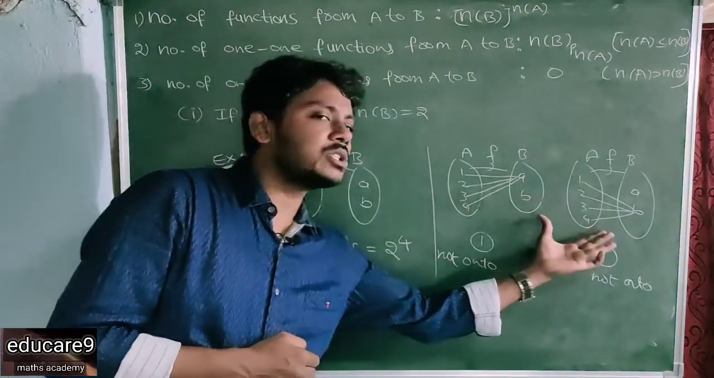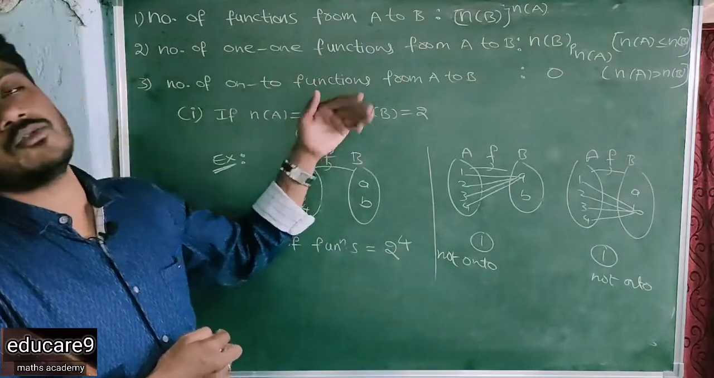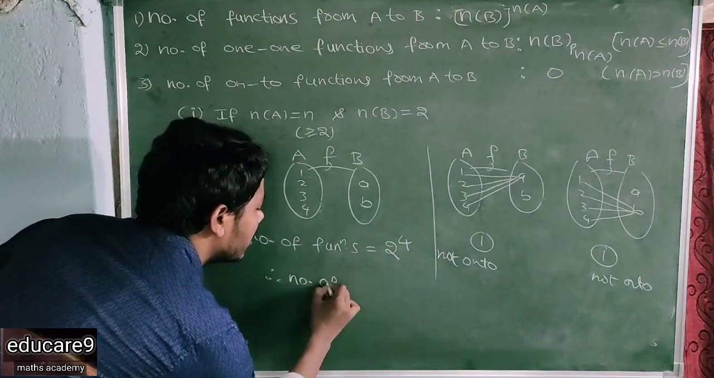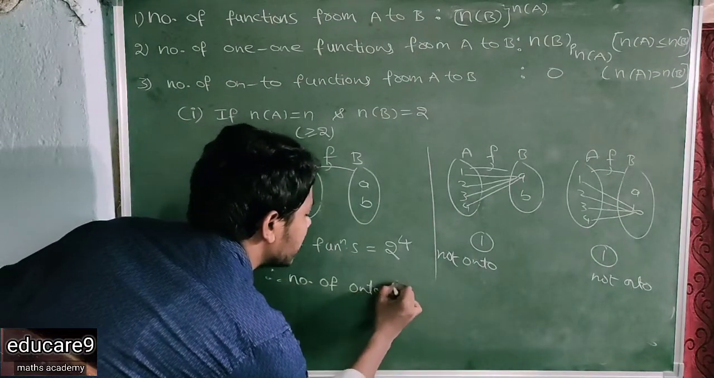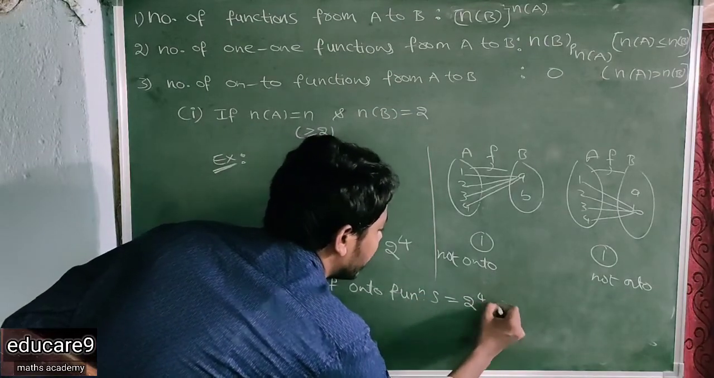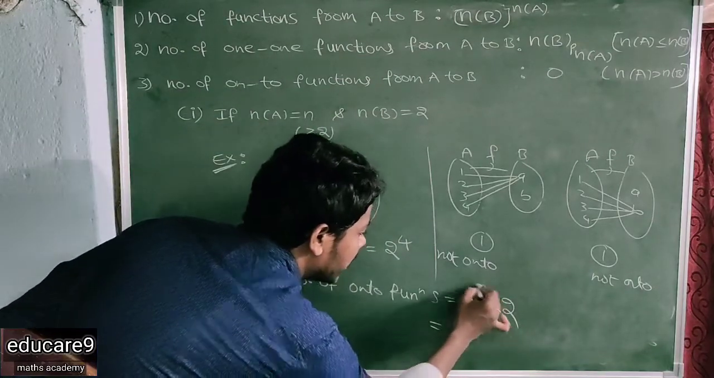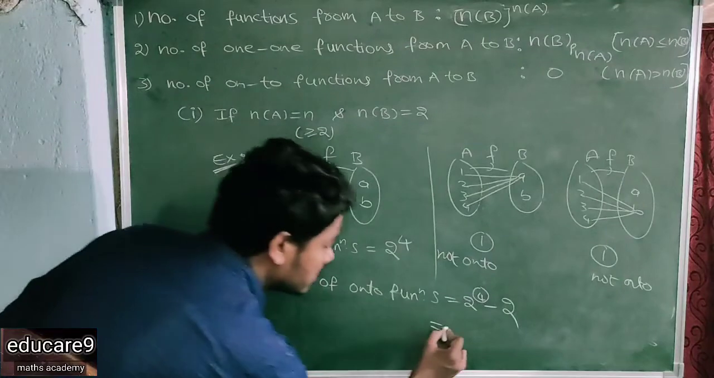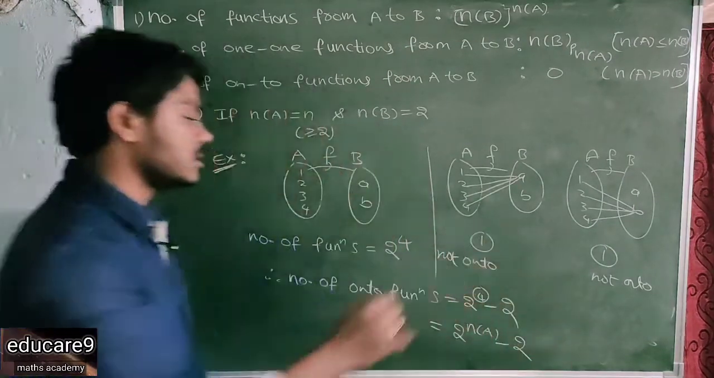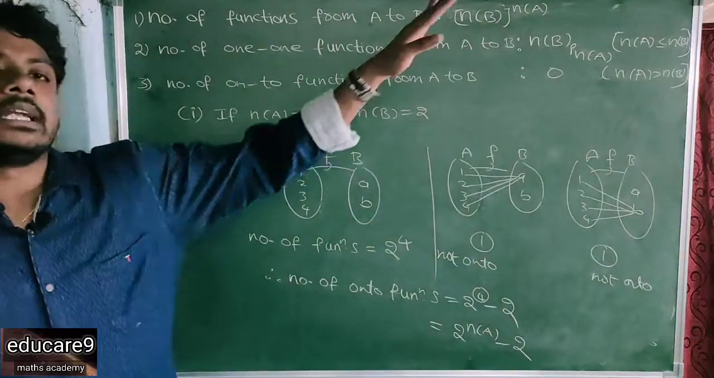So remove these two from the functions, and you get the number of onto functions. Therefore, the number of onto functions is equal to 2 power 4 minus 2. Here 4 is the number of elements in A. So this is simply written as 2 power the number of elements in A, minus 2. So this is the formula for the number of onto functions from set A to set B.